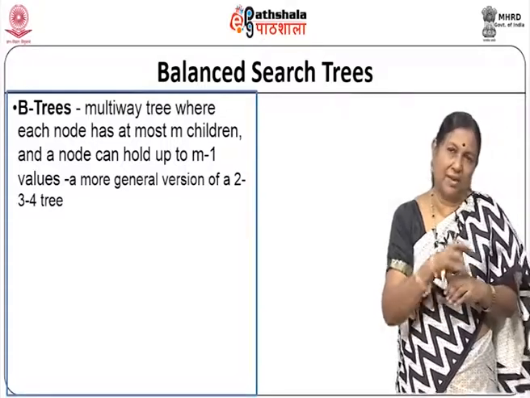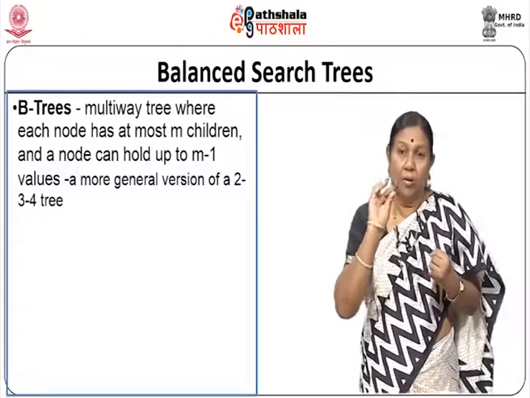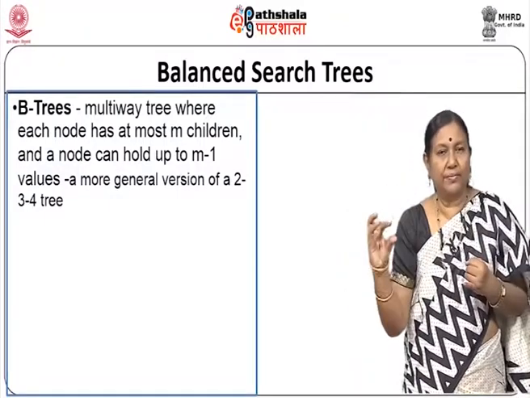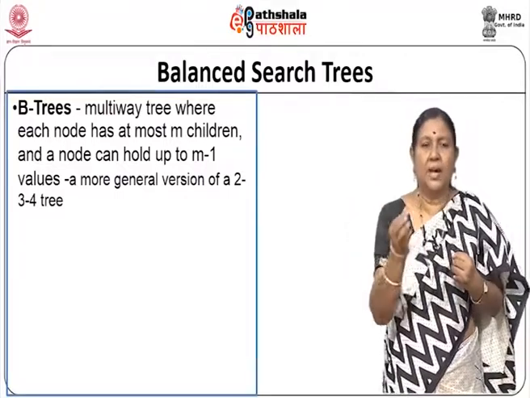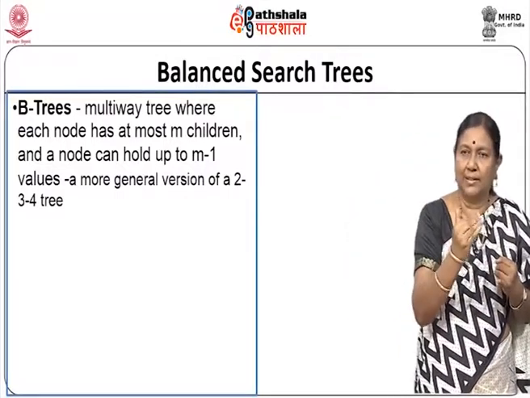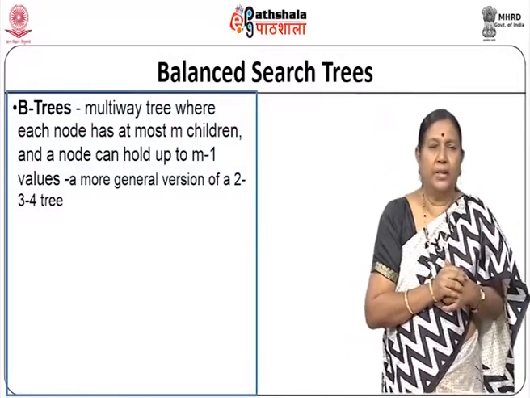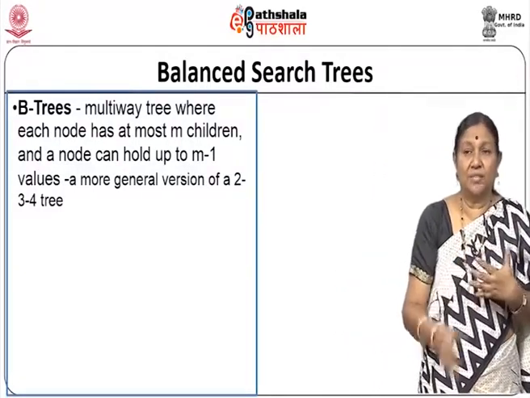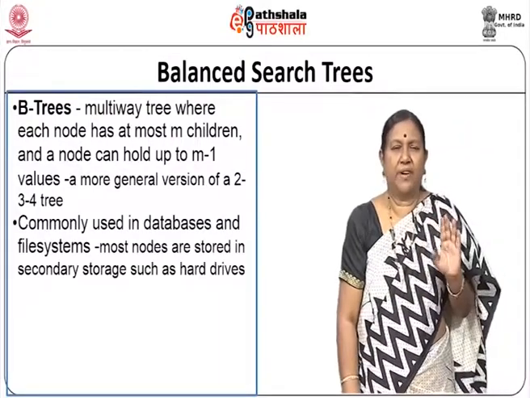So, this is true for all the 3. In a 2-3 tree, a node can have a maximum of 3 children and can hold a maximum of 2 values, and in a 2-3-4 tree you can have a maximum of 4 children, and the node can hold a maximum of 3 values. Here you can have at most m children, and the node can hold a maximum of m-1 values, and it is a more general version of the 2-3-4 tree, and commonly used in databases and file systems.